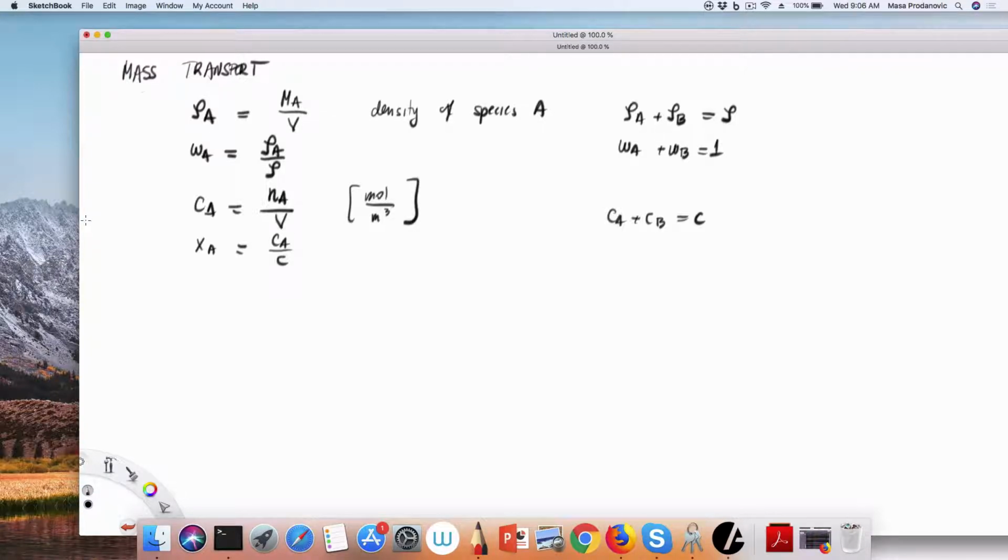By the same token, we're going to look at the velocity, V A, which is my velocity of species A. And then, using these fractions, mass fractions versus molar fractions, I can average the velocity of the entire system using either molar fractions or mass fractions. So then basically my mass average is going to be omega A V A plus omega B V B. So this is my mass average velocity.